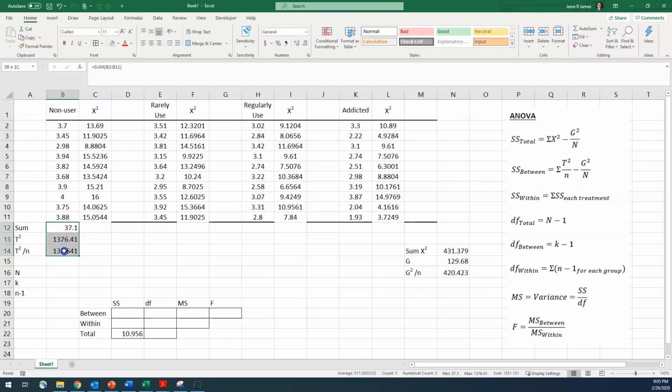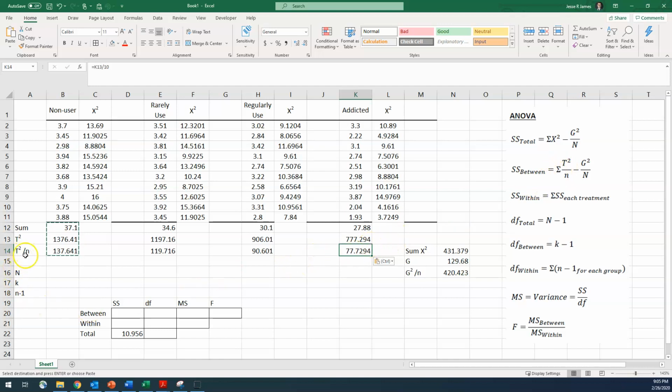And we're going to carry this over and do it for each of the other 4 groups. And now what we have is T squared over n for each group right there. Each of those are the T squared over n. We need to sum them up. We add up those 4 values.